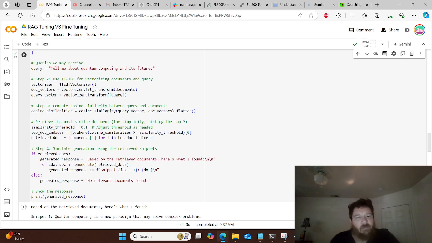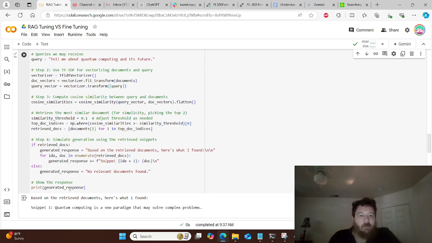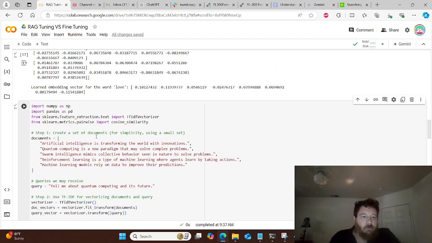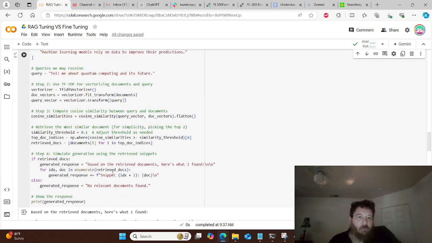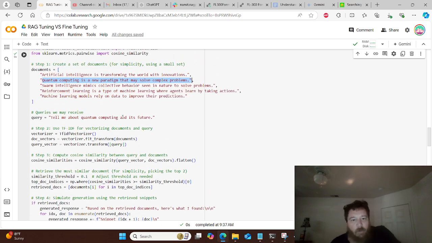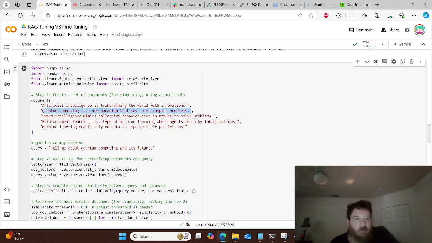So in this instance, our query is, tell me about quantum computing and its future. And then it responds, quantum computing is a new paradigm that may solve complex problems. And it gets it from here, right? It's just going through the vectors and predicting the closest vector to our query. Our query has quantum computing in it and it's talking about quantum computing, and this vector that it has access to is also talking about quantum computing. So it just pulls that vector, right?